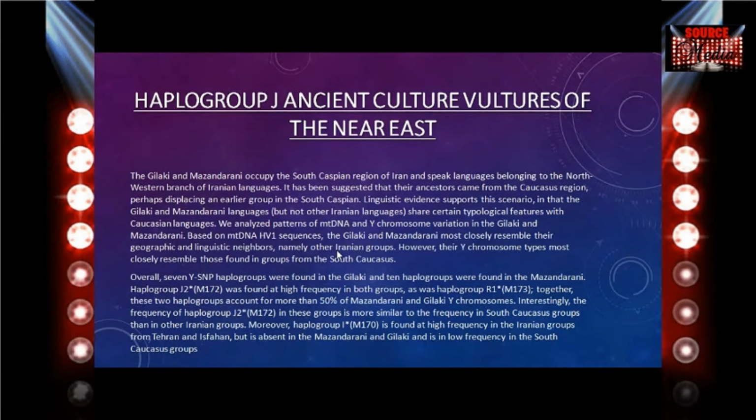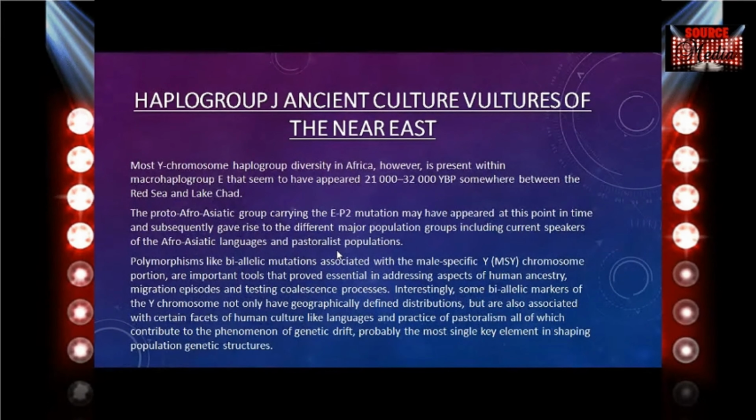Increasingly, the frequency of haplogroup basal J2 in these groups is more similar to the frequency in the Southern Caucasus group than in other Iranian groups. Moreover, this right here is our boy Kevin G's haplogroup. Basal I is found in high frequency in Iranian groups from Tehran and Isfahan, but is absent in these two and is in low frequency in the South Caucasus group. So his brother Clade is even found in these regions. Come on, man. Can't get around this.